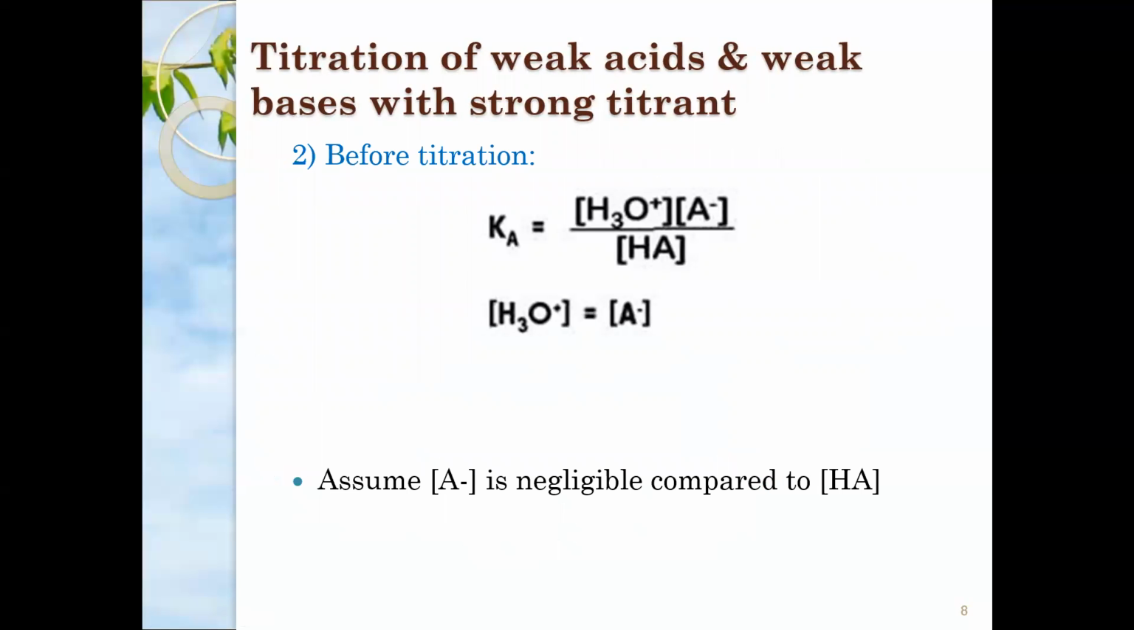The second step is to find the pH before titration. For strong acid or strong base, you just take the negative log of the concentration of the sample to find the pH, but that is not the case for weak acid or weak base. We have to use Ka, because they only partially dissociate. The sample is weak benzoic acid, so we use the benzoic acid Ka to find the pH before titration, using this expression here.